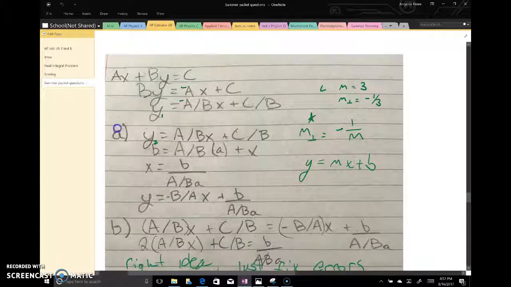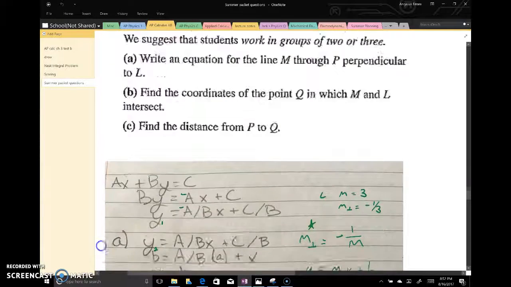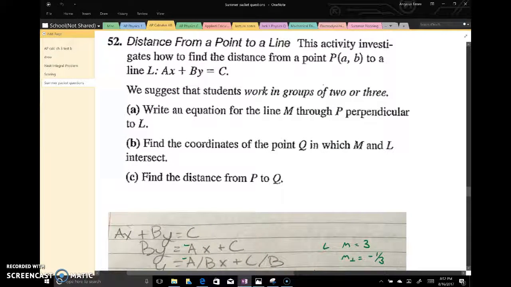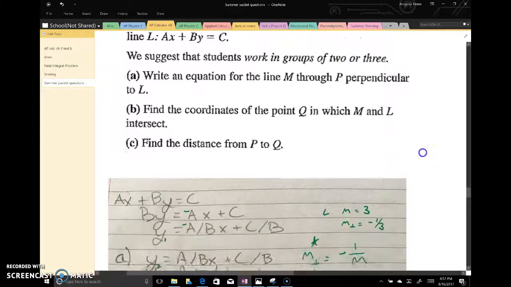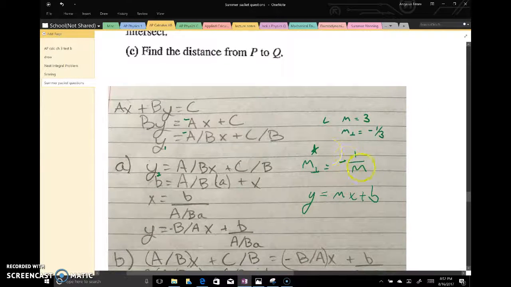Now, when you came down here in part A, it asks you to write the equation of a line M that's perpendicular to line L, the one that's listed here that we've been working with. So we have to remember something. We have to remember this equation, which is that the slope of a perpendicular line is equal to the opposite of the reciprocal of the slope that we're perpendicular to.